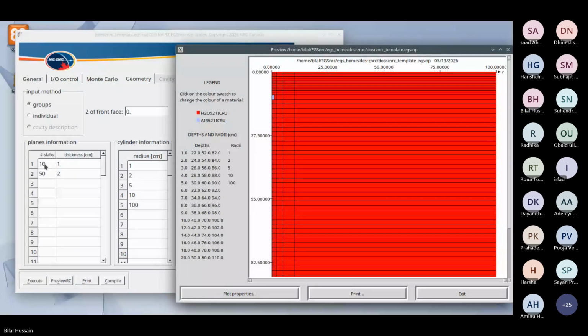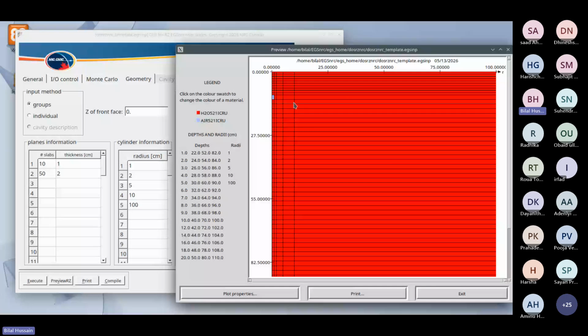So 10 slabs are made of 1 centimeter here, and 50 slabs are made of 2 centimeters each. It goes up to 100. So I have a total of 60 slabs here, 50 plus 10. One set has 1 centimeter thickness, the other has 2 centimeters. And I have radii: the first is 1 centimeter, the second is up to 2 centimeters, then up to 5 centimeters, then 10 centimeters, then 100 centimeters.